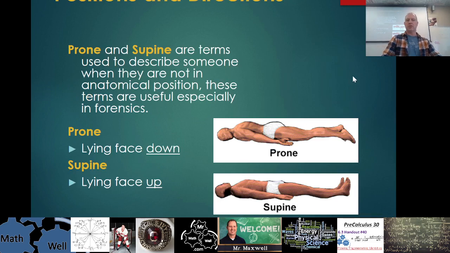All right, positions and directions. Let's talk about prone versus supine. Prone and supine are terms used to describe someone when they are not in the anatomical position. These terms are useful especially in forensics. So there is a difference between prone and supine. Prone is lying face down, so your chest is touching the ground. Supine is lying face up.